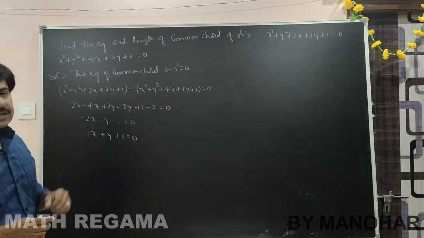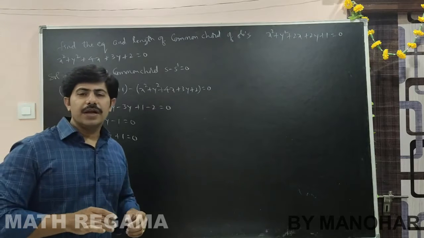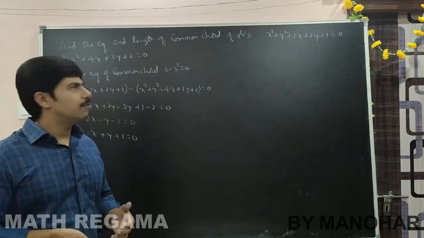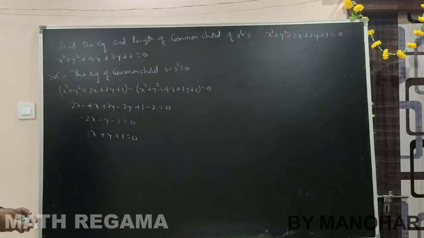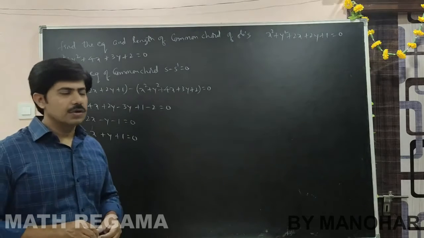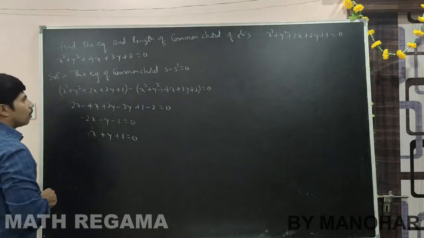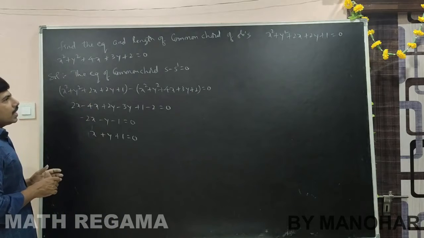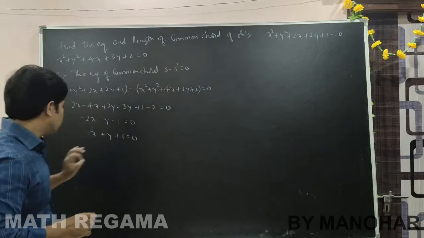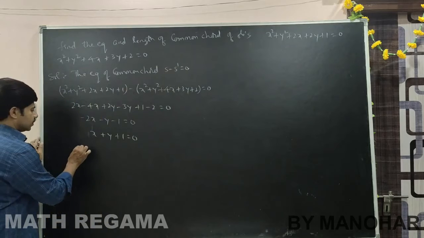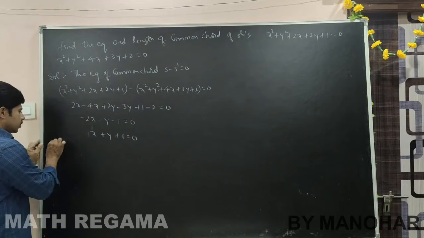After that, in the question what is asking us to find is find the length of common chord. Okay, so length of common chord is nothing but the length of chord. So in order to find the length of chord, what I will do is, I'll take any one of the circle equations. I am taking the first equation. Okay, so I'll write the first equation. So what is the first equation? The equation of circle.